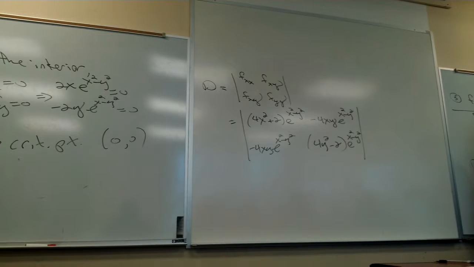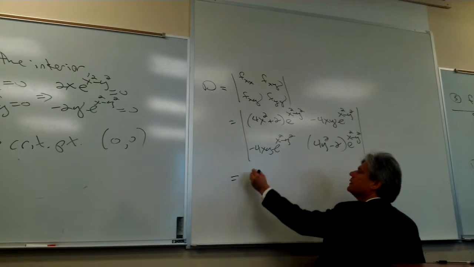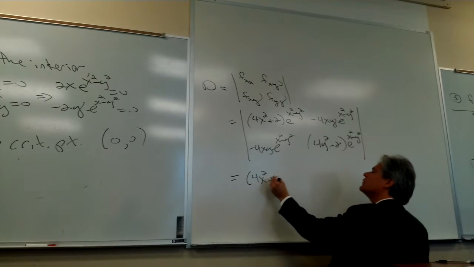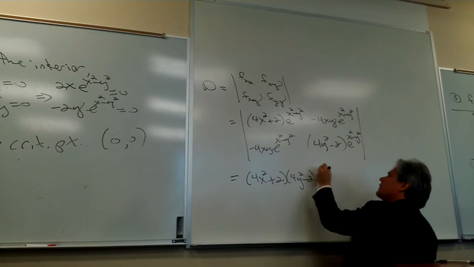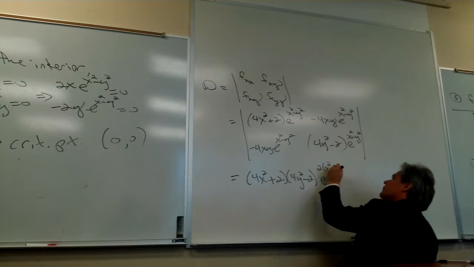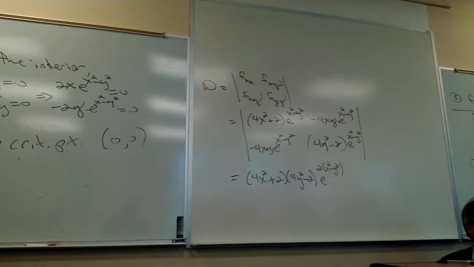I'm not going to do it. I'll crank this out by hand. I guess that gives me the product of these two beasts: 4x squared plus 2 and 4y squared minus 2 times e to this power. If there's an easier way, can we know the easier way? Absolutely. And if you're a Math 33 expert, you go through this fast.